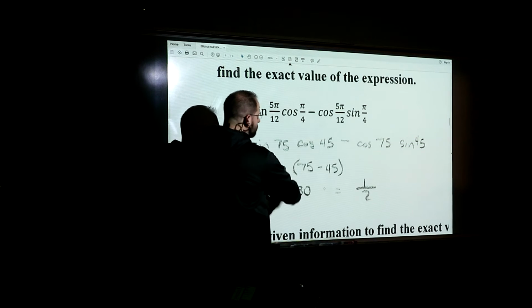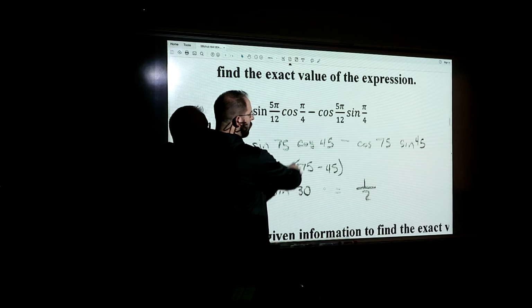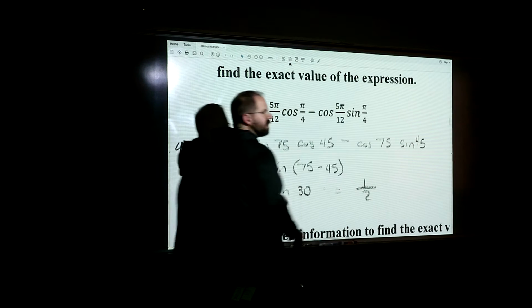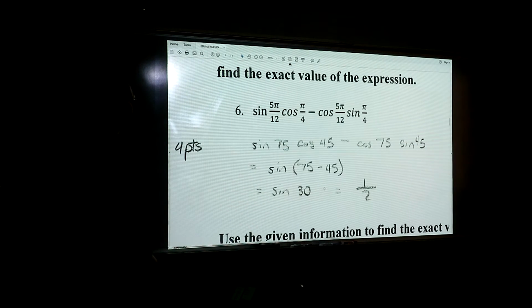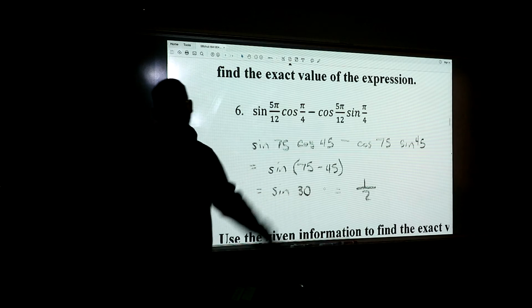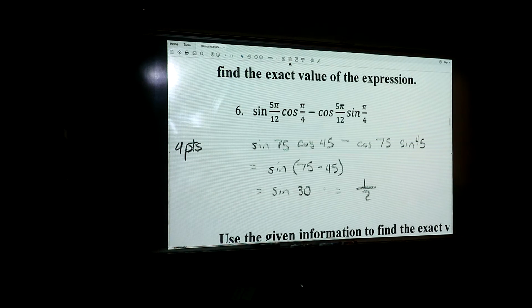This is the part that really gets people. They're like, well, Ward, you found sine of 30, but what's cosine? I didn't care. This whole thing is the sine formula when you subtract angles. So that gives me the 30, and then I can just use the unit circle to rattle it off. I don't think too many people missed that question.